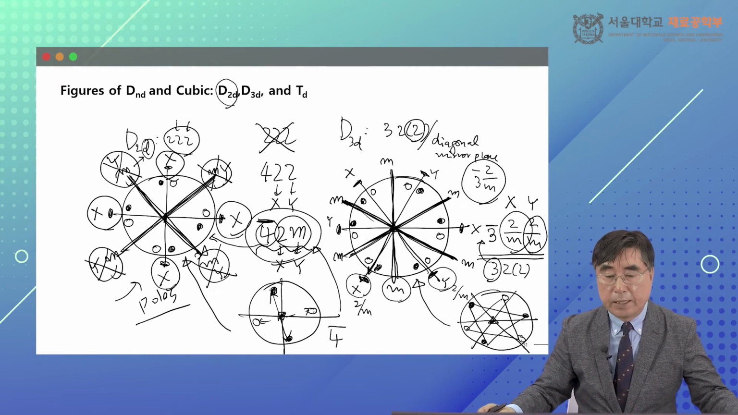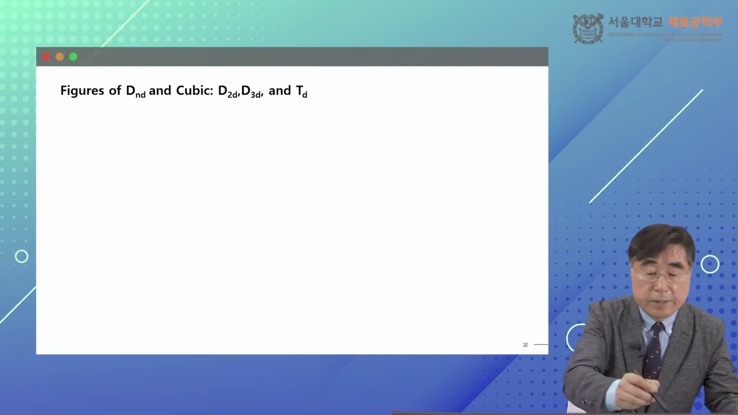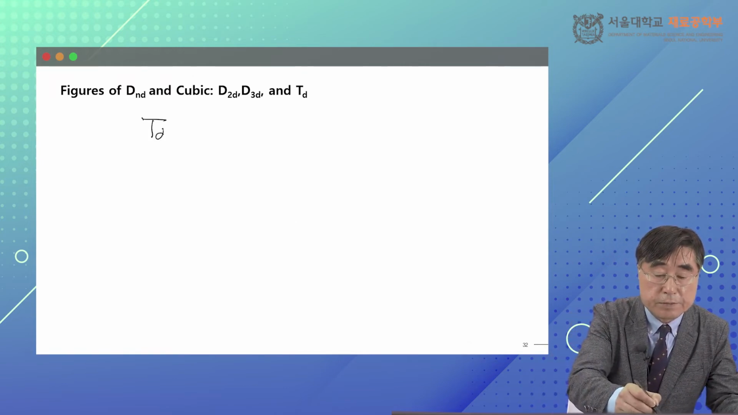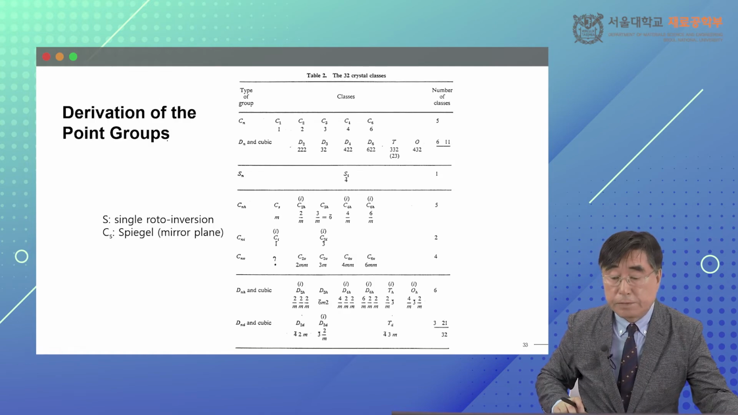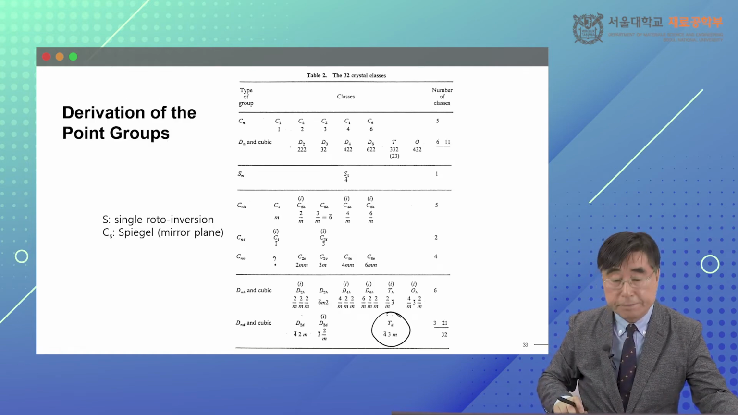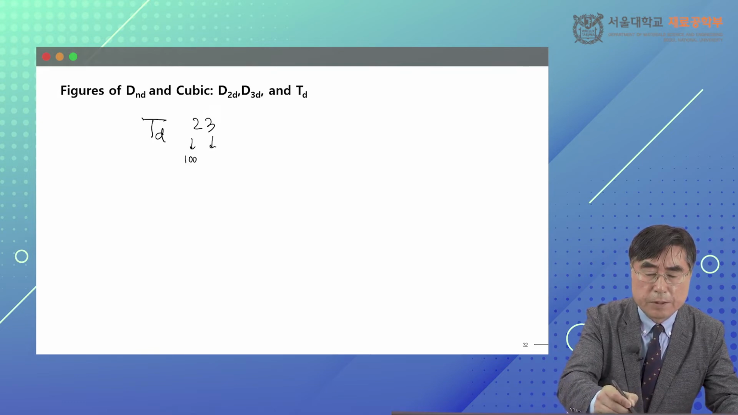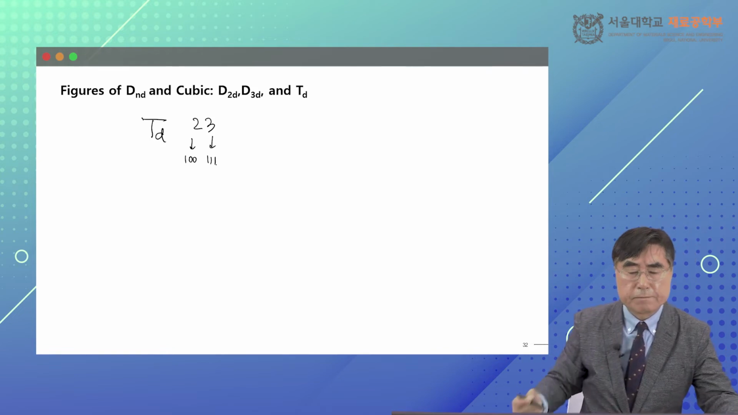All right, then think about D2. D2 is probably the last one. This one is 4 bar 3m. Now let's look at Td. It's 2, 3, 1, 0, 0. This is 1, 1, 1.